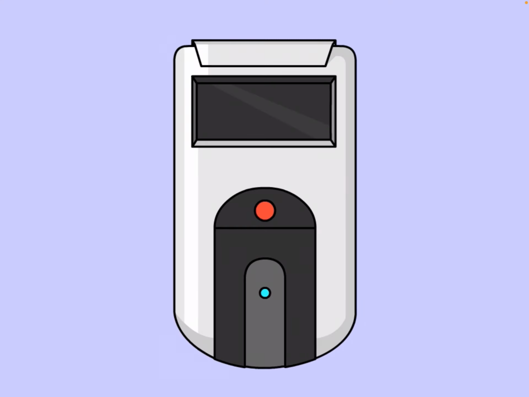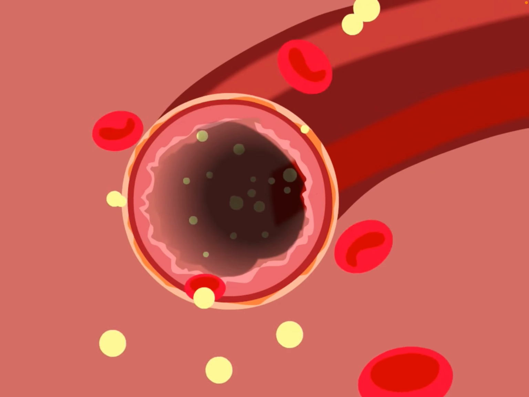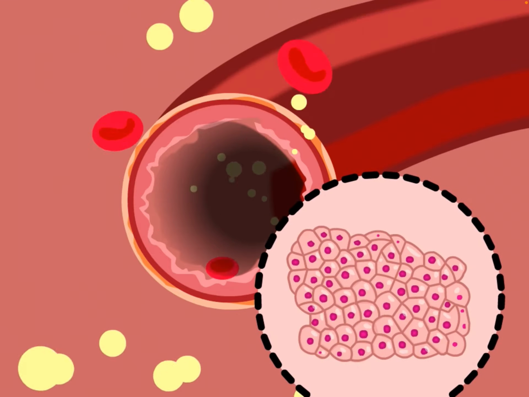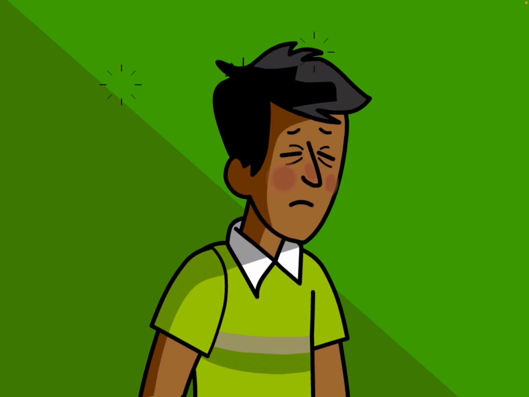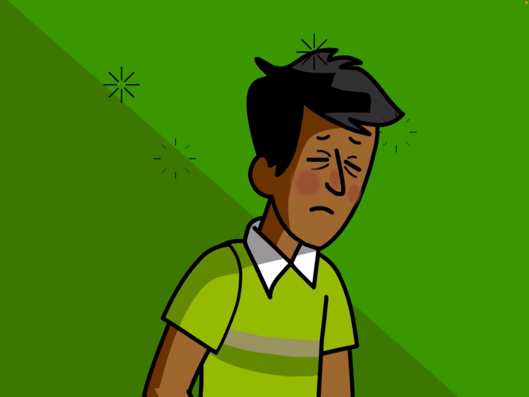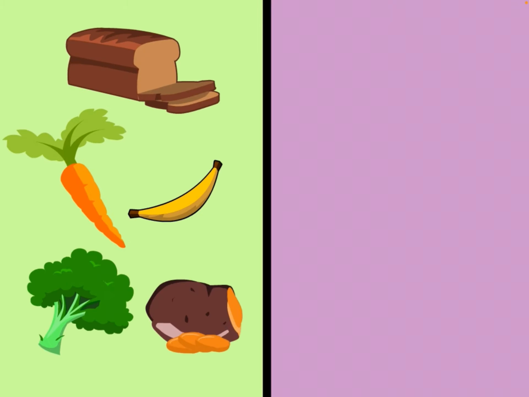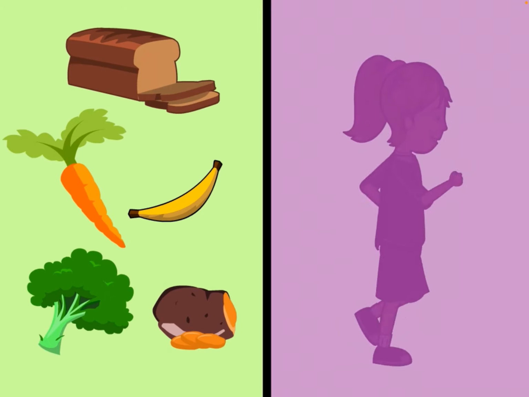Well, now there are all sorts of ways to test for excess sugar in the blood, like blood glucose meters. When there's a lot of glucose in your blood, it's because your body's cells couldn't absorb it. High blood glucose can make you feel tired, dizzy, or even sick. If you have diabetes, the trick is to restore balance to your body. Your doctor will prescribe a system of healthy eating and exercise that's right for you.